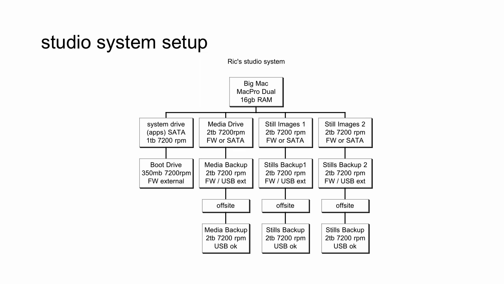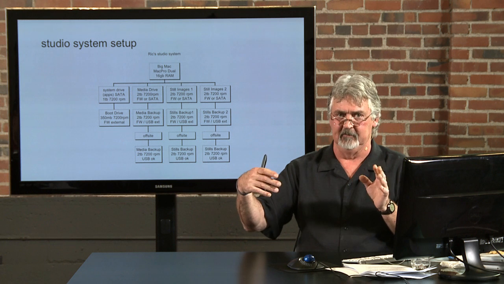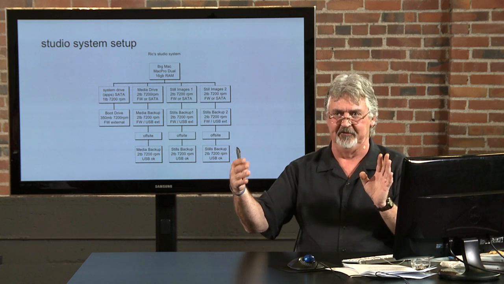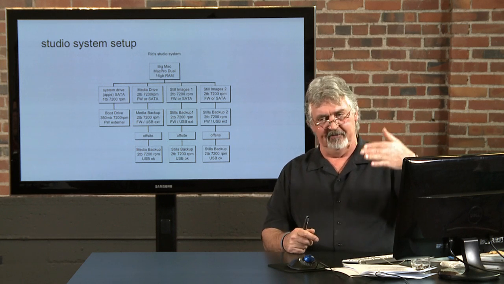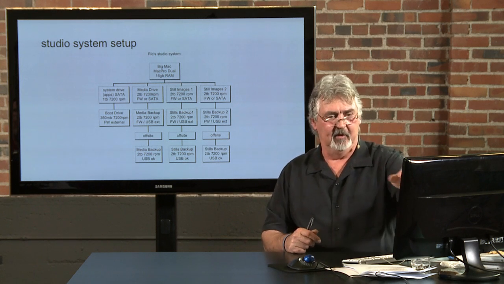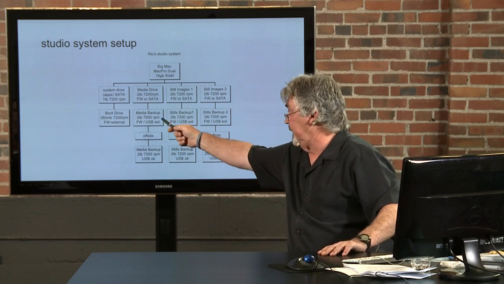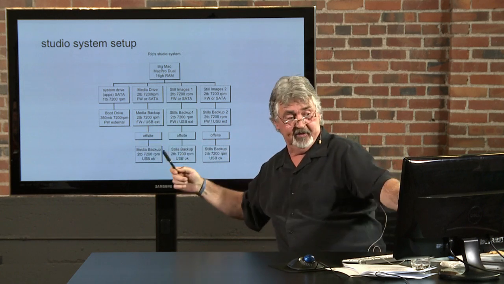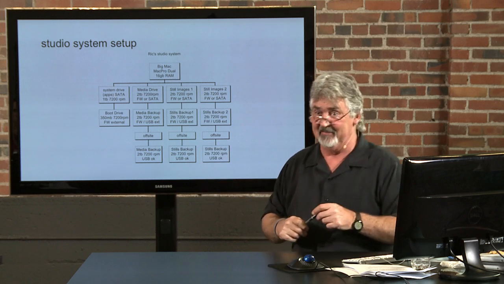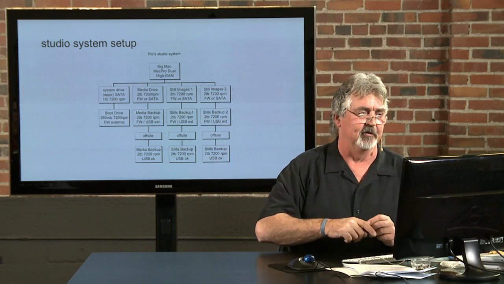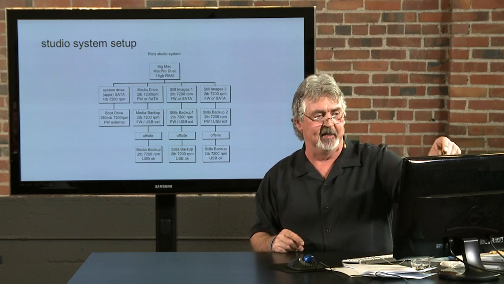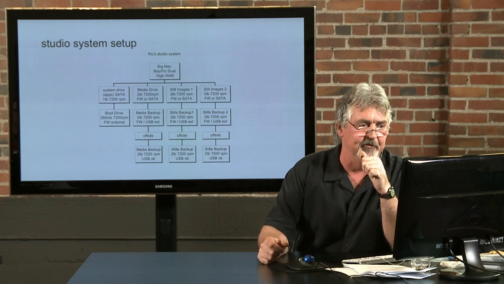I have 4 internal slots, and I've always had it set up with a system drive and 3 image drives. I've got 125,000, 130,000 still images that I work with in there. I have external backups for the 3 here, and I have another one of these little portable drives as a boot drive because I have had crashes, which is one of the reasons I keep all my stuff off on my other drives. The change I made was adding a media drive, a 2 terabyte media drive.